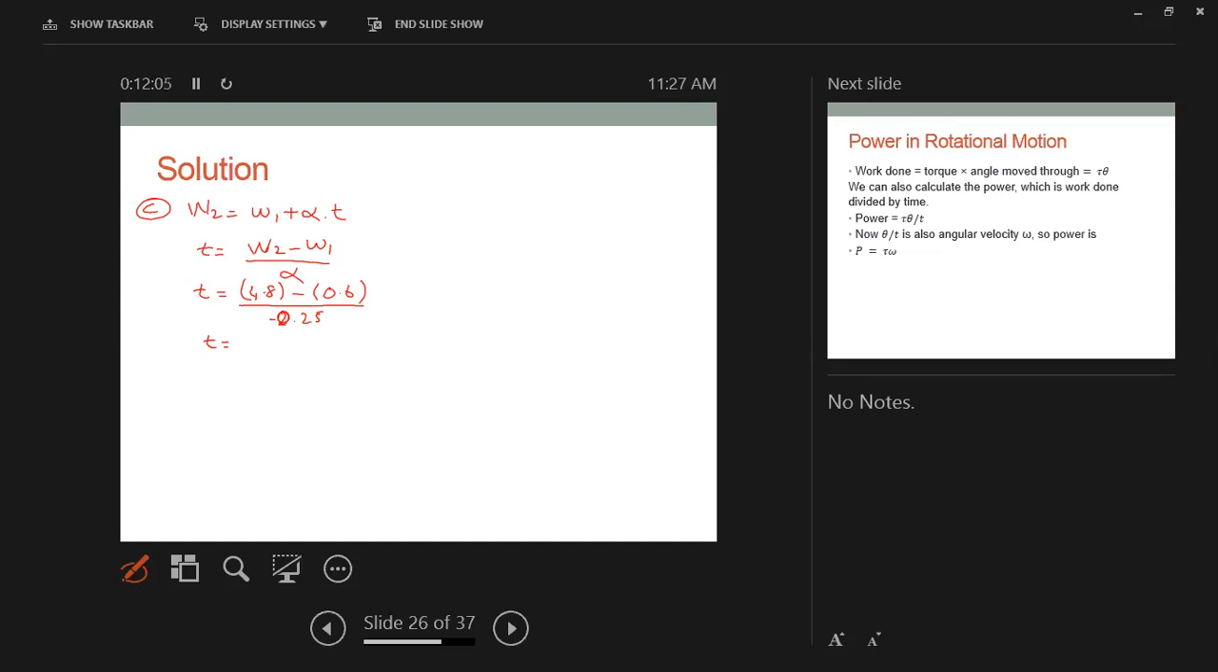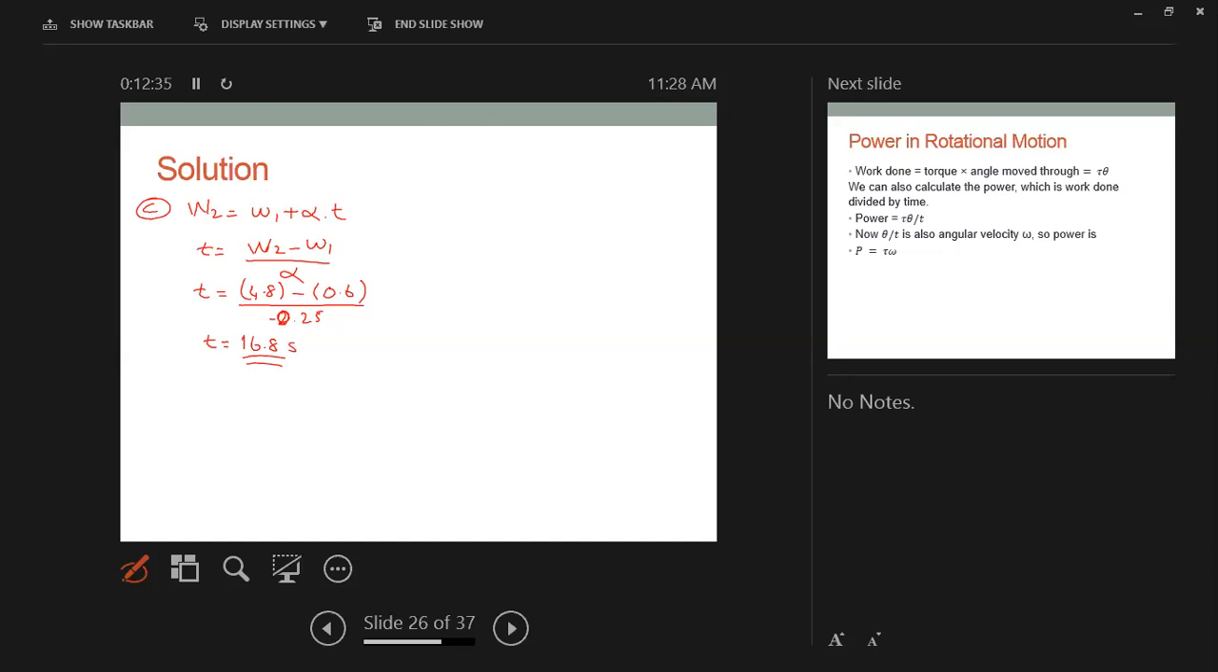Let's do that. 4.8 minus 0.6 is going to be 4.2. Negative 4.2. So 4.2 over 0.25. Yeah, so it's going to be 16.8 seconds. Okay? All right? Yeah, 16.8 seconds. It is going to be our answer.